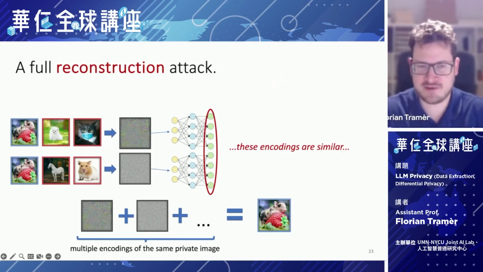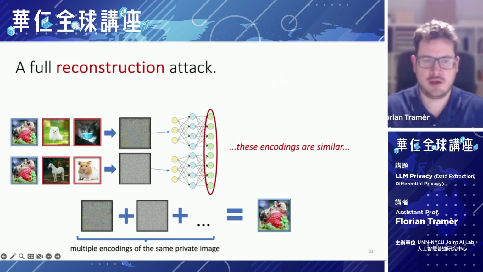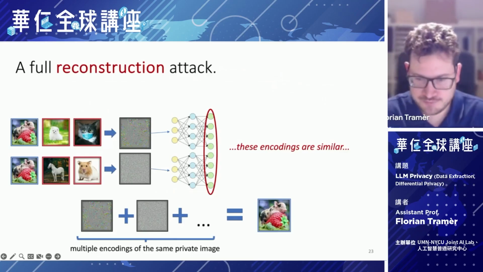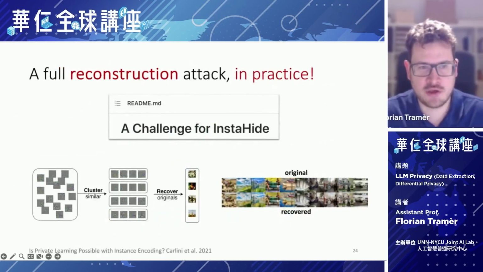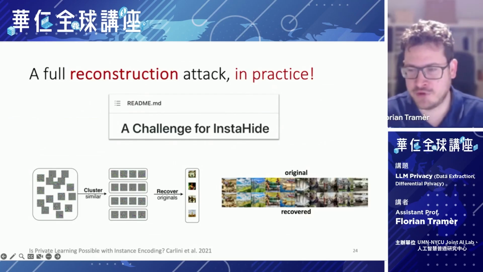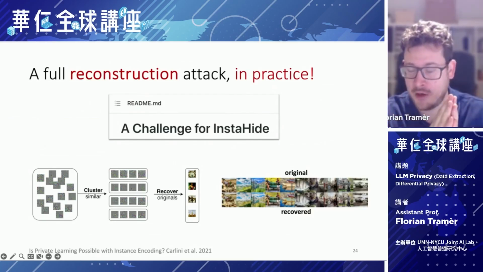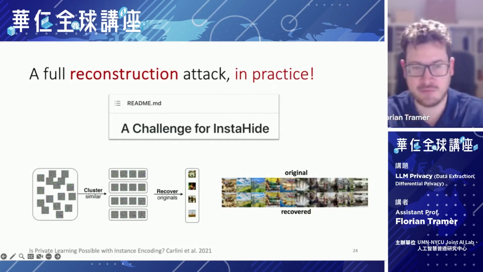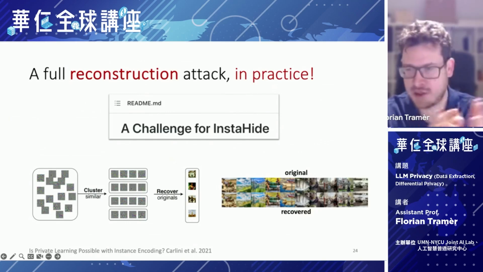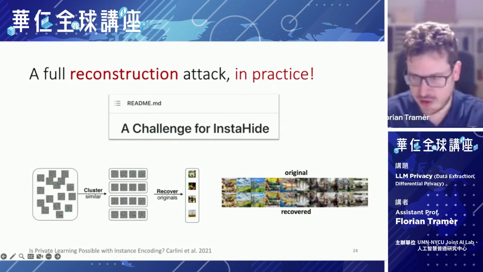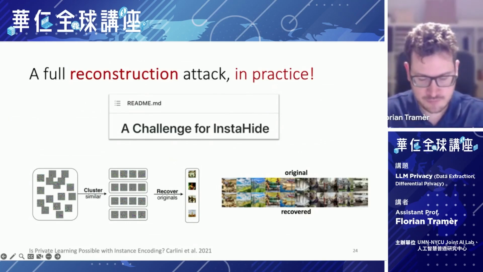And the rest essentially acts like random noise. And so if you have enough encodings of the same image, you just get the image back plus a little bit of noise. So we actually ran this in practice. We took the data released by the authors of InstaHide. They had a list of encoded images that they released, and had a challenge that asked people to try and recover information about the private data. And so we applied this attack. We clustered the images by similarity, and then we recovered the original data, and we essentially managed to completely break this scheme and completely recover the encoded data.